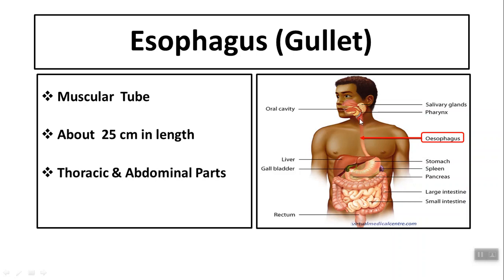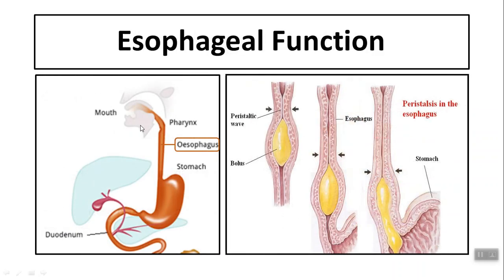It has two parts. The major part, or the longer part, is the thoracic part, and the smaller part, or shorter part, is the abdominal part. It connects the pharynx to the stomach. As it connects the pharynx to the stomach, its function is to act as a conduit for the bolus of food or fluid from the pharynx to the stomach.